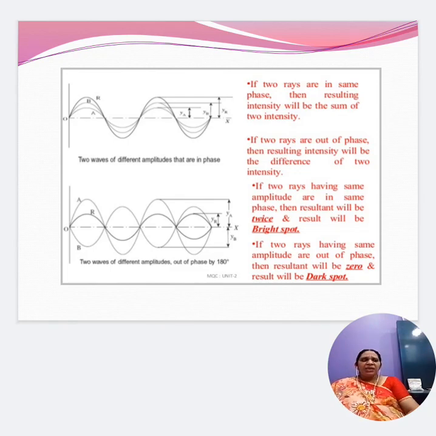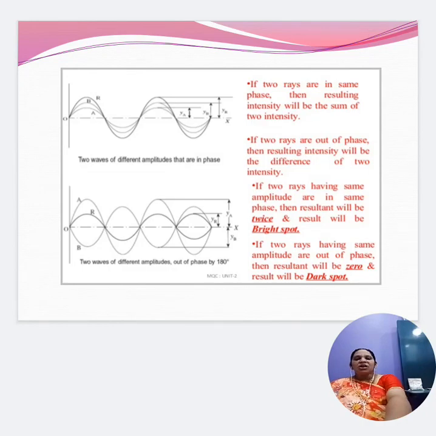If two rays having the same amplitude are out of phase, then the resultant will be 0, because the two waves are of the same amplitude but out of phase. The resultant intensity of the two waves when summed up together will be 0 and the result will be a dark spot. When they undergo constructive interference, you get a bright spot. When they undergo destructive interference, you get a dark spot.